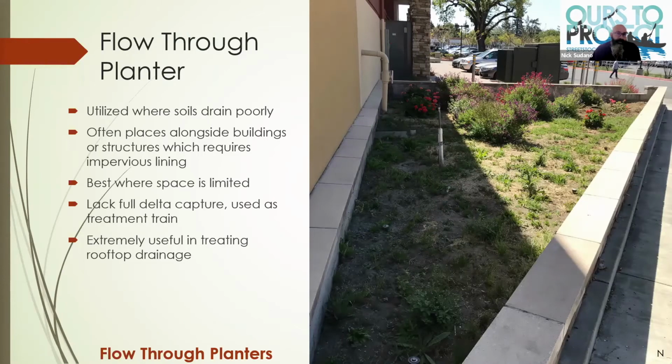The other thing is too, just keeping people out of here and making sure that we're not compacting soils, which are designed to help infiltrate that water and to treat it. So these types of features are extremely useful in treating some of the rooftop drainage coming from some of these sites, and just something to consider for you design engineers as you're looking to incorporate LID into your drawings.